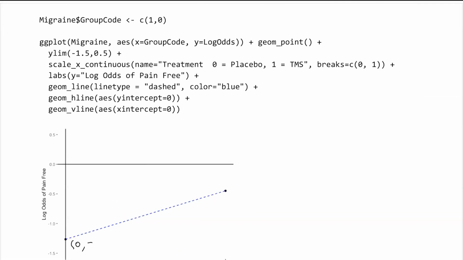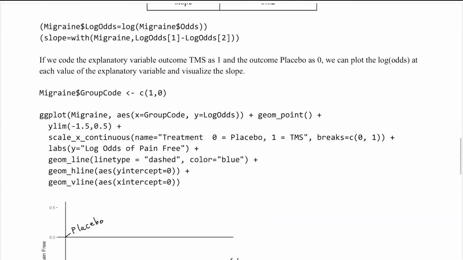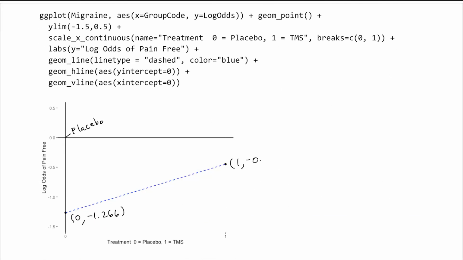So in this picture, I have a point at 0, negative 1.266. If you notice on the vertical axis, the label, it's the log odds of being pain-free, right? So that's negative 1.266 for the placebo group. And my second point over here is at 1, negative 0.447. So negative 0.447 is the log odds of being pain-free after 2 hours for the TMS group.